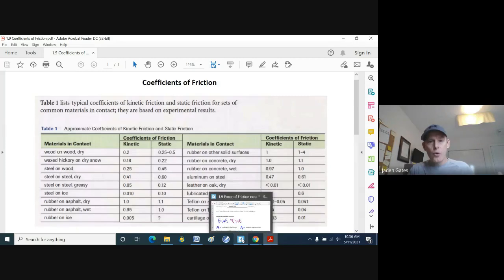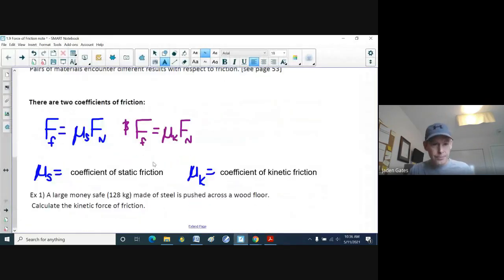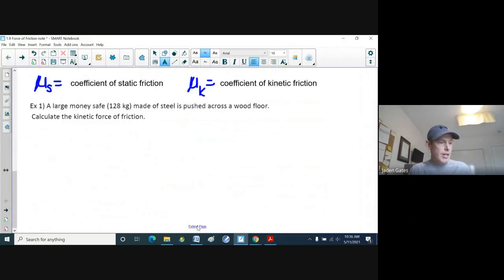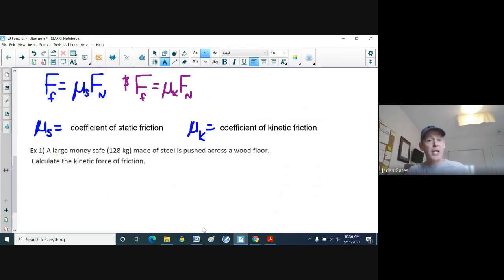All right, now how do we use these things? That's the key. So we get to example number 1. A large money safe, which is 128 kilograms, made of steel, is pushed across a wood floor. Calculate the force of kinetic friction.